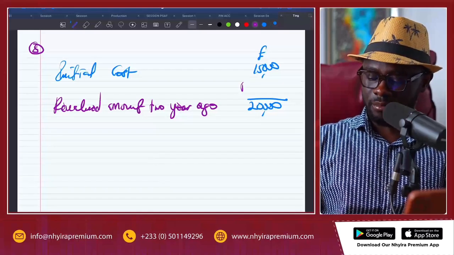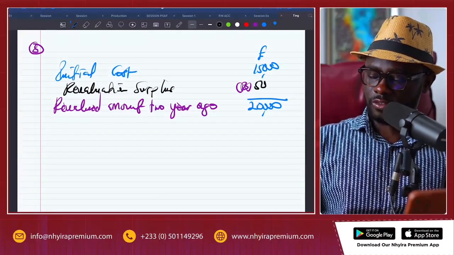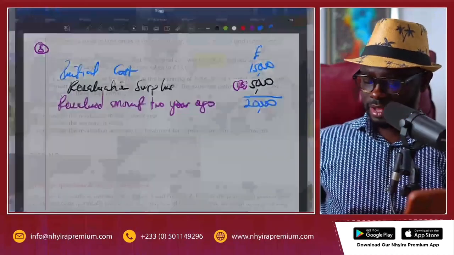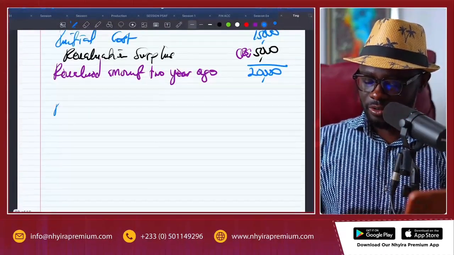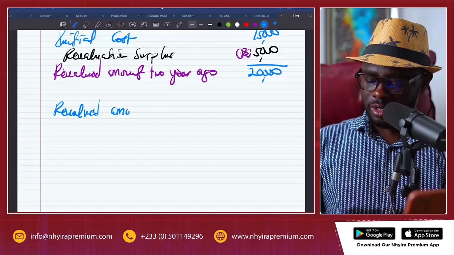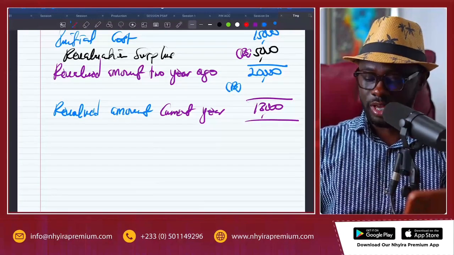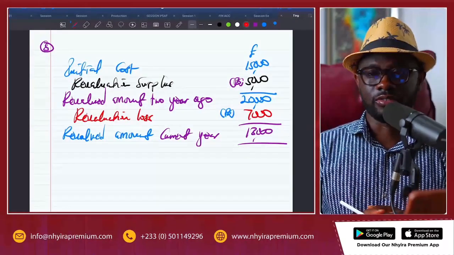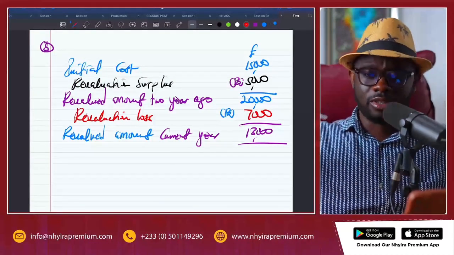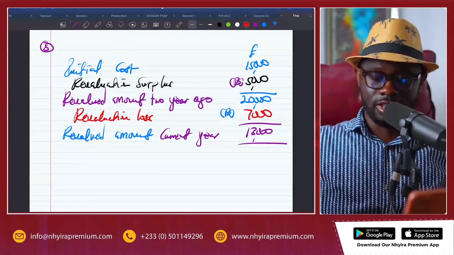So the balancing figure means we will recognize a revaluation surplus of £5,000. Then they said the value has now fallen to £13,000. So we bring in the revalued amount. Again, this is land, so we keep it simple. So revalued amount in current year, 13,000. So the balancing figure is going to be the revaluation loss, 7,000. So how do we account for this? Again, if you pay attention, it's just the flip side of the same question presented in another way, so you can see both parts.